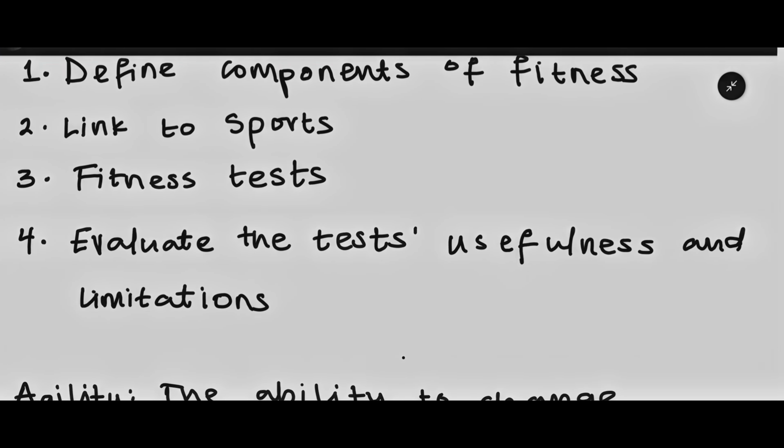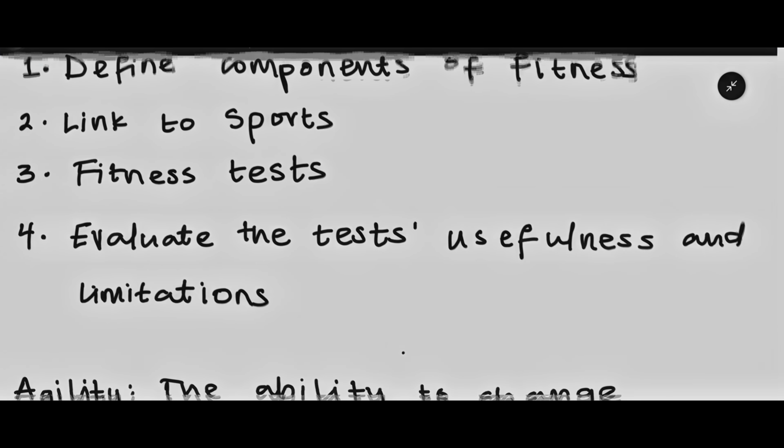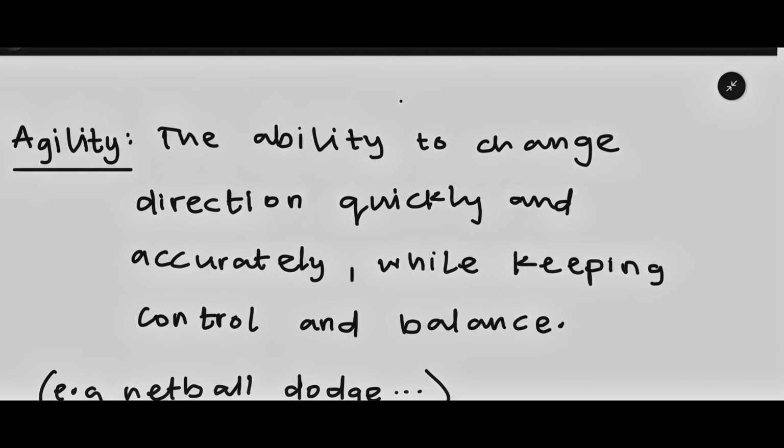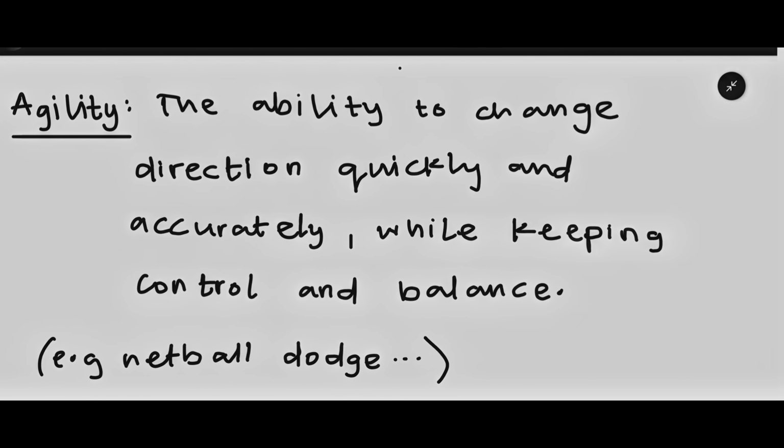Firstly, let's look at the components of fitness, their definitions, and what they look like in sports. So, we've looked at fitness before in a previous video where we spoke about health and fitness. Fitness isn't just one thing, it's a set of individual components. We're going to look at agility. Agility is the ability to change direction quickly and accurately while keeping control and balance of the movement. For example, a winger in football, a netball dodge, a cut in basketball, and things like that.